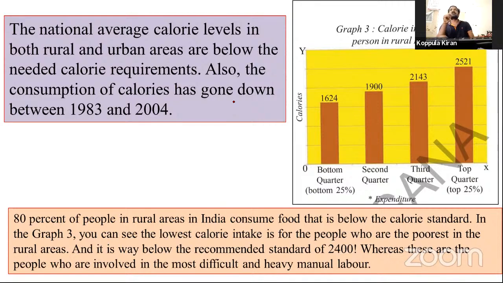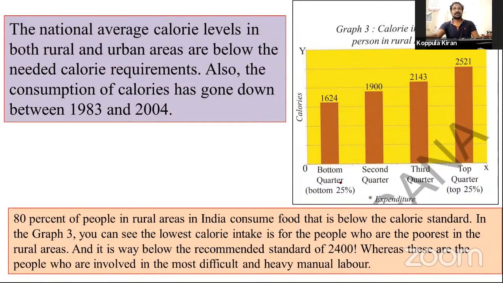They had no access to that food. See this graph, we can understand easily. From 1983 to 2004, first quarter, second quarter, third quarter, fourth quarter. First quarter means the first 3 months, January to March. Second quarter, April to June, and July to September, October to December.